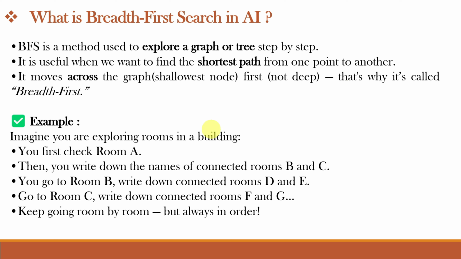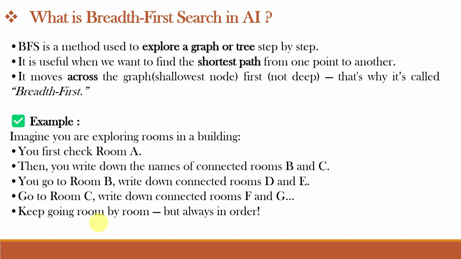Let us understand with a building example here. Imagine you are standing in room A. Then you write down all the rooms connected directly to A, say B and C. Then you go to room B next. From there you write down the connected rooms like room D and E. Then you go to room C and again write down the connected rooms like F and G.